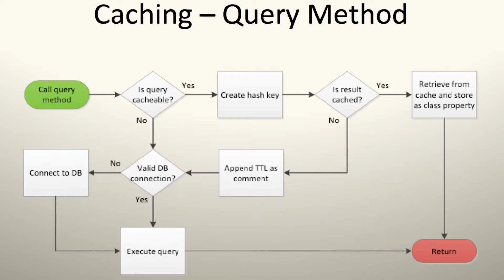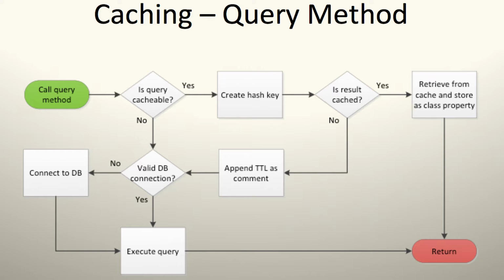Let's just say that it was not cached, right? The query is cacheable, it has a valid TTL on it, and we actually need to execute this query for the first time and then cache it. So, is result cached? No. Then here comes append TTL as a comment, like I was mentioning before. This way, on the database side, that could become very valuable. Append TTL as a comment, and we get back right here where we were before.